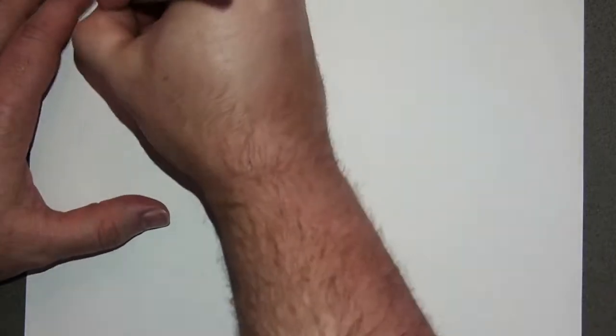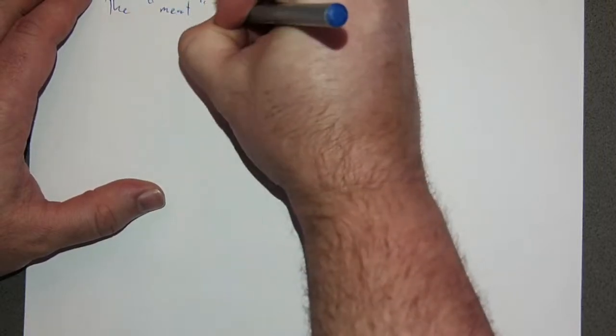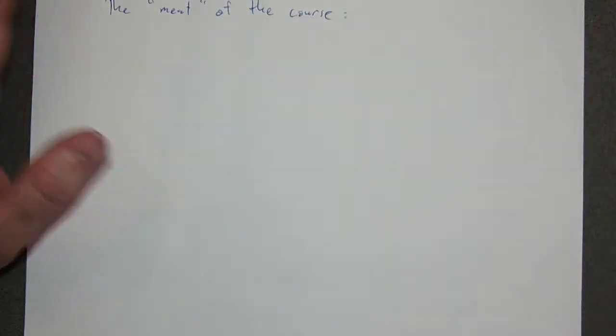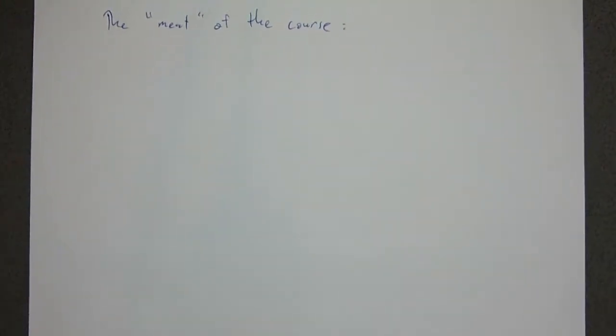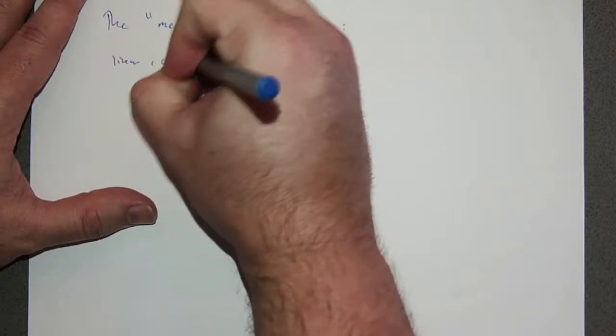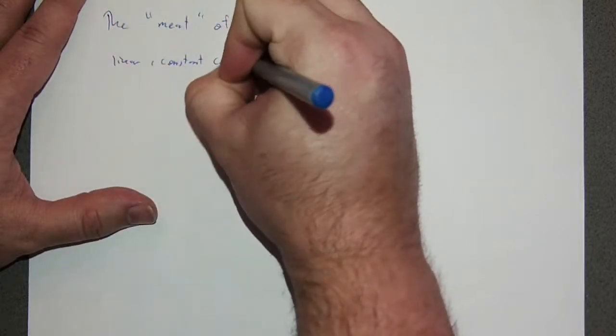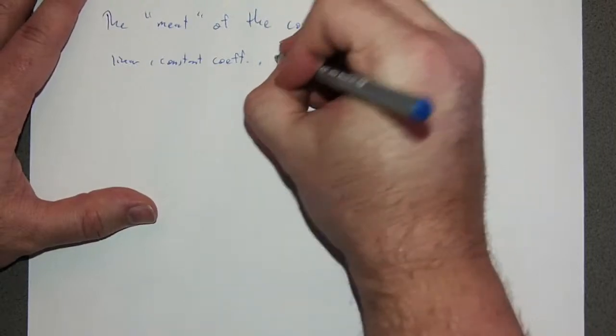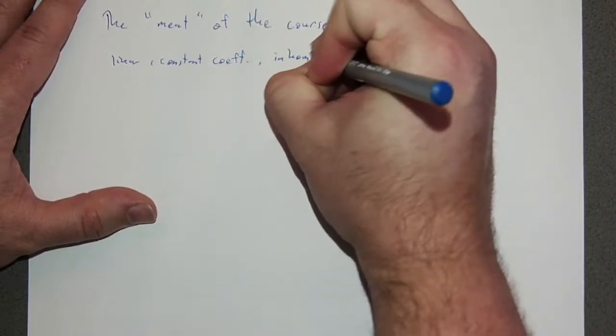Now, that sets us up for the big topic, which is really the meat of the course. All right, so the meat of the course. What is this? Linear constant coefficient inhomogeneous or non-homogeneous.